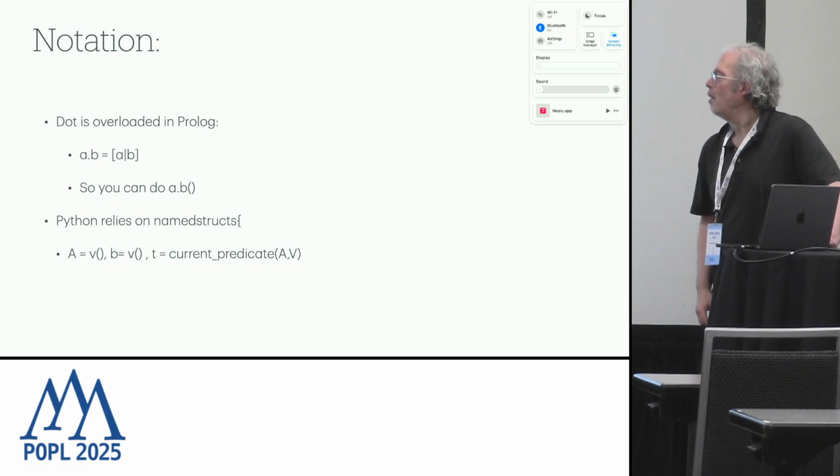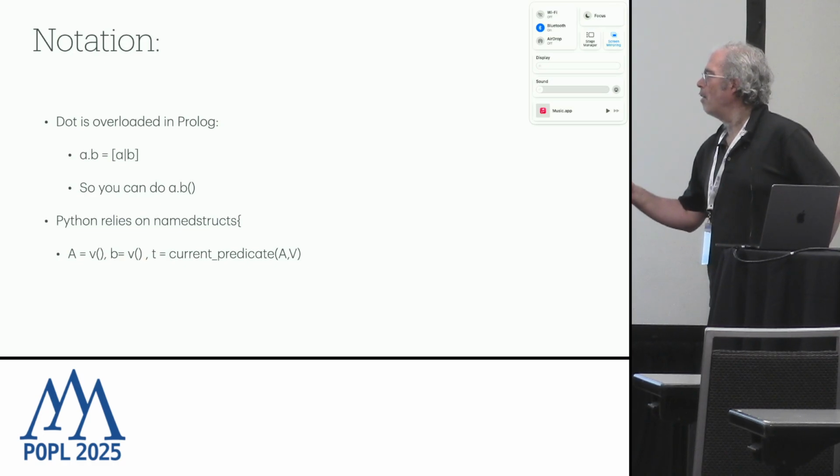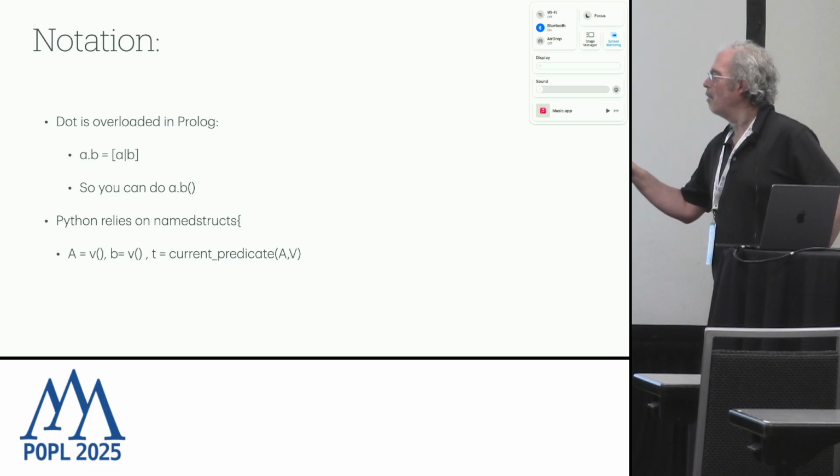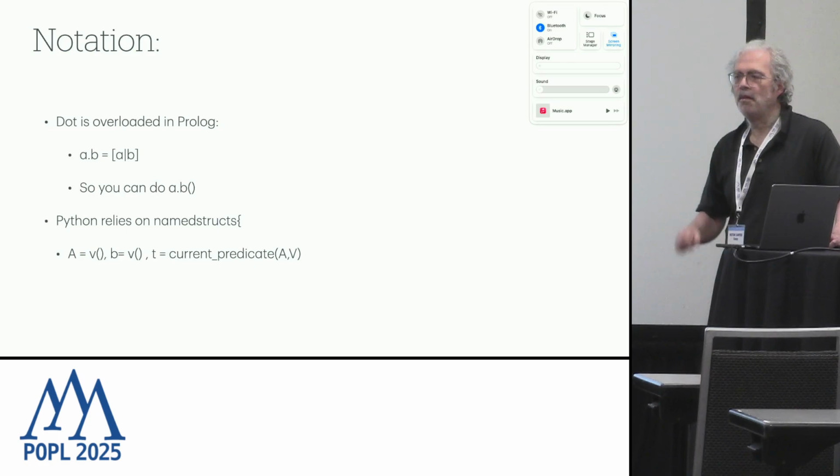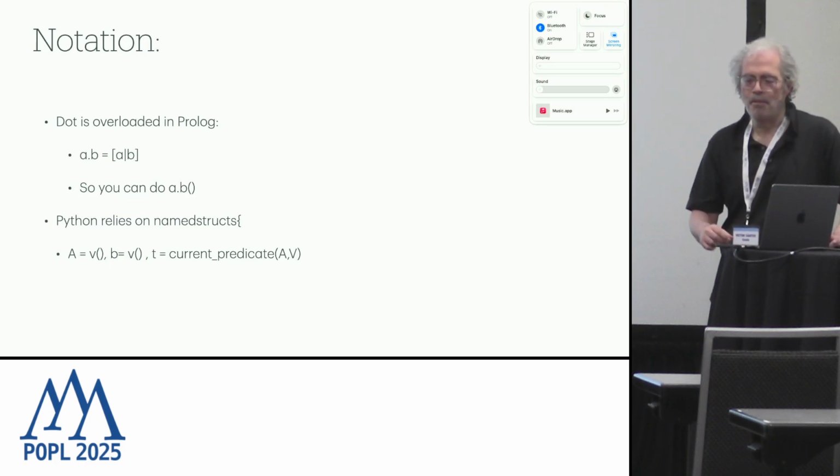Notation. In Prolog, a call to Python is something like this: a.b. A is the module, b is the function. So it's exactly what you have in Python, except that Prolog interprets it as a list. But you don't really have to know that, hopefully. In Python, we use named tuples. For example, you can construct a term by using A as a variable, B as a variable with a B constructor, and then a term called current predicate, which has A and B. So using these named tuples, you can construct any Prolog term.